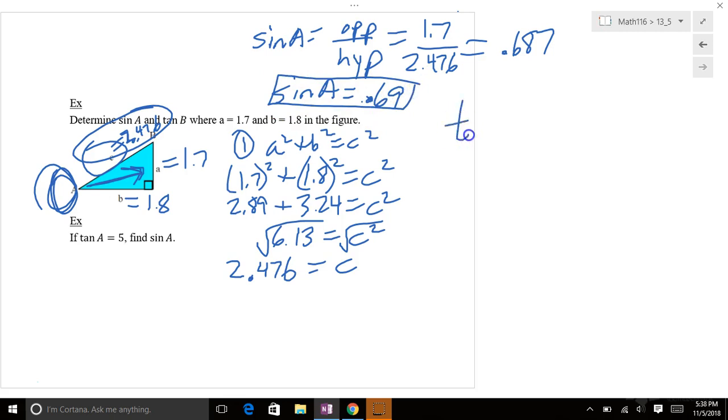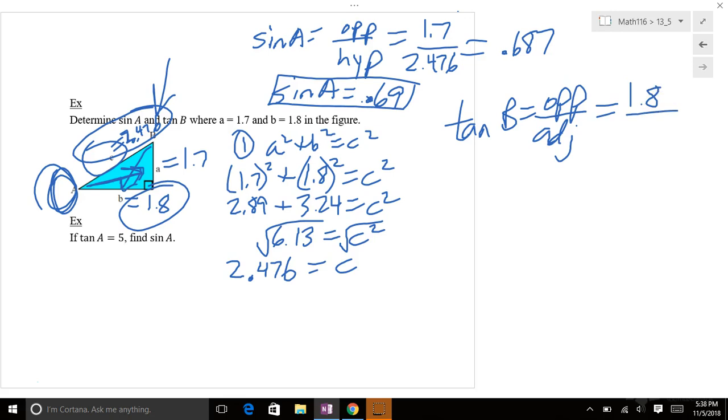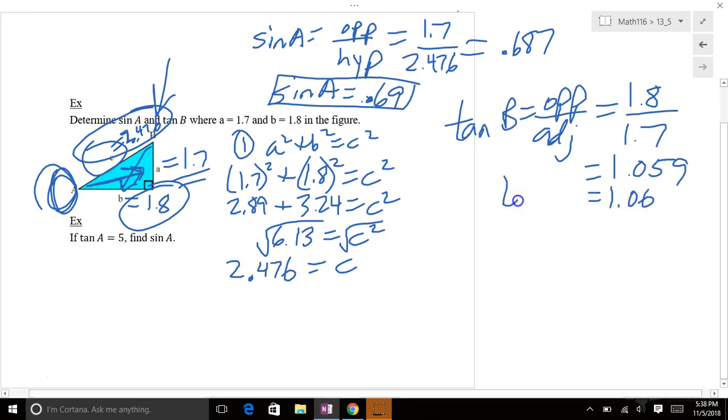Tangent of B. Tangent is opposite over adjacent, TOA. But this time we're looking at B. The opposite side to B is this one, 1.8, and the adjacent side is the 1.7. So 1.8 divided by 1.7 is 1.059, or 1.06. That's the tangent of B. So be careful about which is the opposite and which is the adjacent side, because it depends on what angle you're looking at.